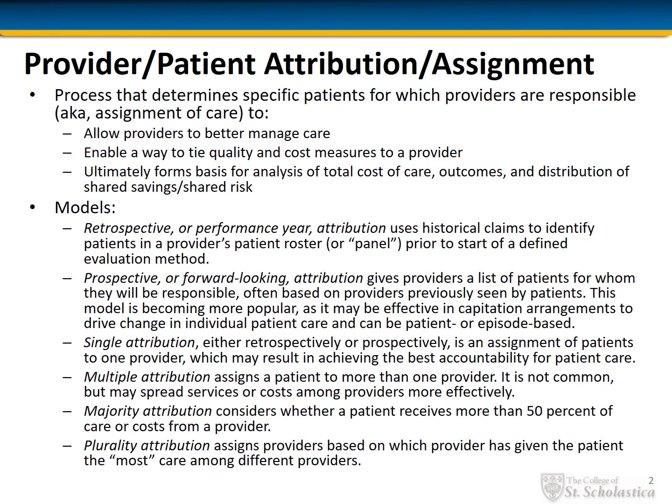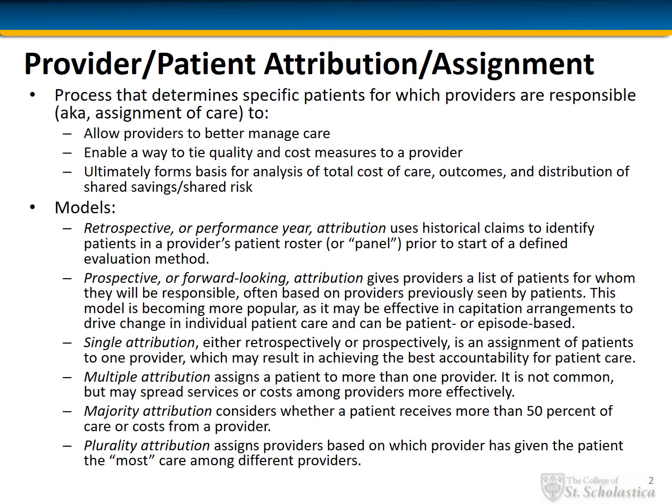Whoever is conducting the attribution, it is done in order to improve management of patient care by virtue of the fact that every covered life under a health plan or every member of a population has a provider. This then makes it possible to tie quality and cost measures to a given provider, which ultimately forms the basis for analysis of total cost of care and outcomes in order to distribute shared savings, shared risk in a value-based care environment, and of course also to create a narrow network of providers for referrals.